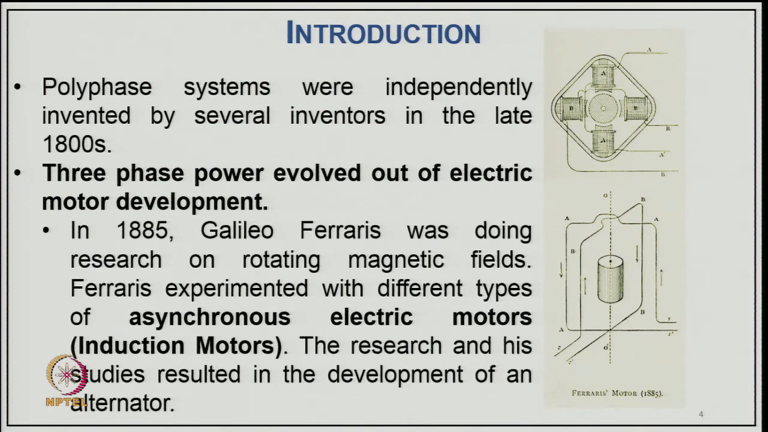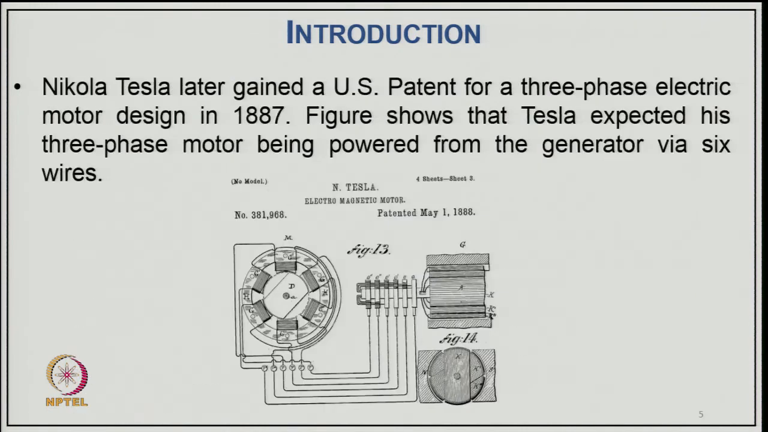To start with, we can say the polyphase system was independently invented by several inventors in the late 1800s, and 3-phase power evolved out of electric motor development. In 1885, Galileo Ferraris was doing research on rotating magnetic fields, and he experimented with different types of asynchronous electric motors, especially the induction motor, and his research and studies resulted in the development of an alternator, as you can see in the figures here.